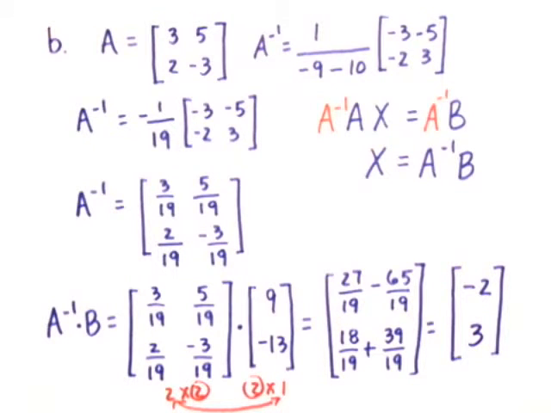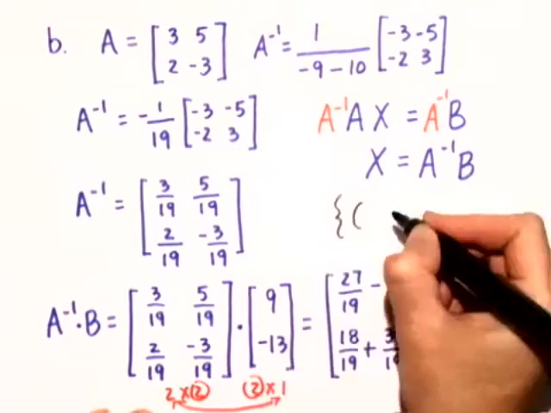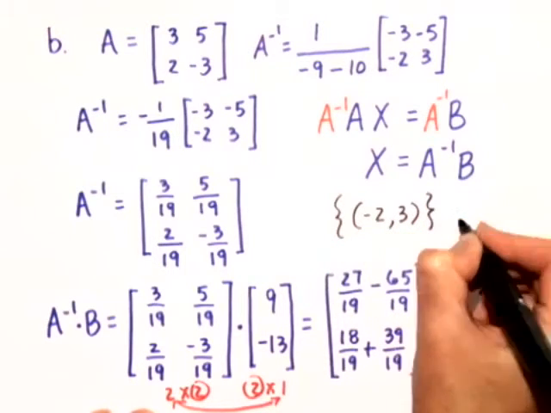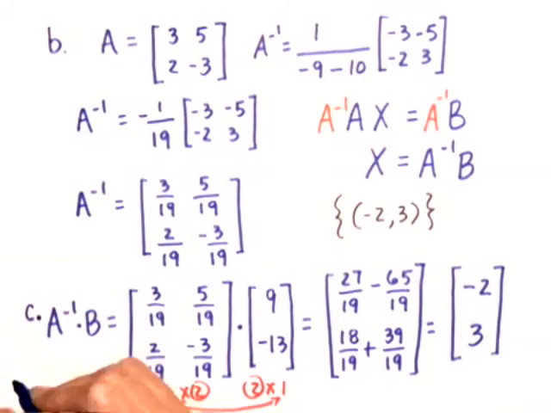So we can say now that the solution to our system is that x is equal to negative 2 and y is equal to 3. And we can write the solution as the set of the point negative 2, comma 3. And this was the entire answer for part C.